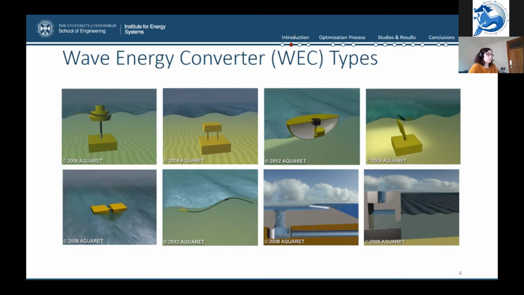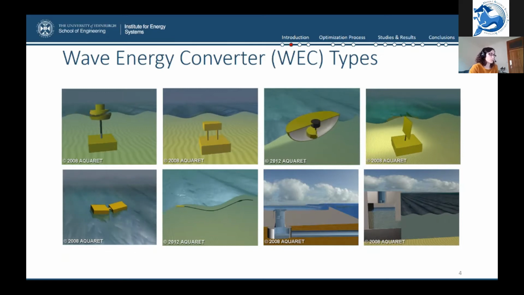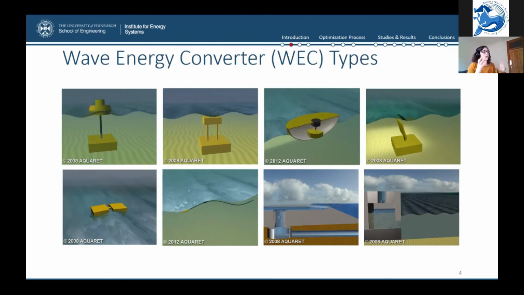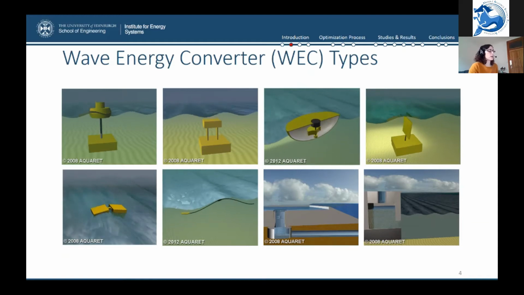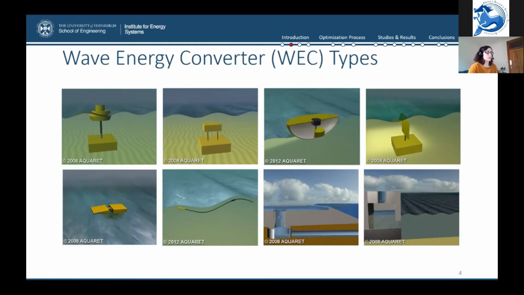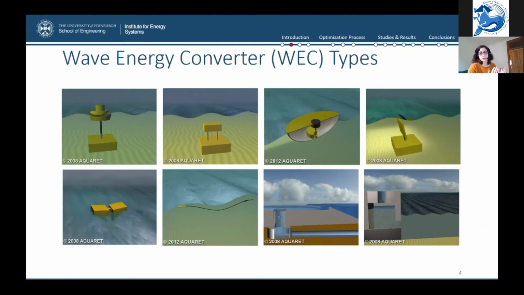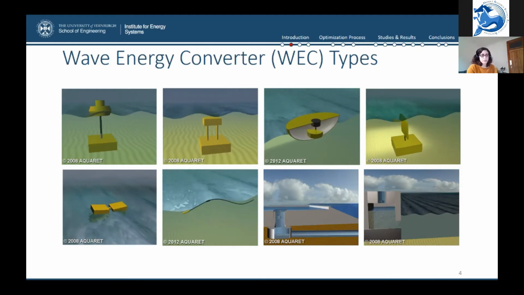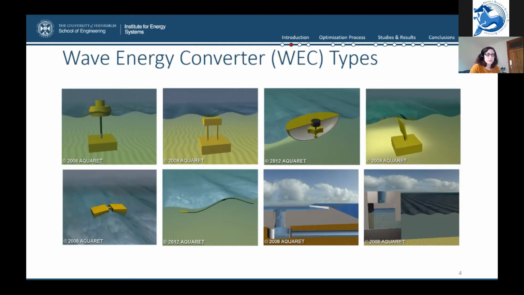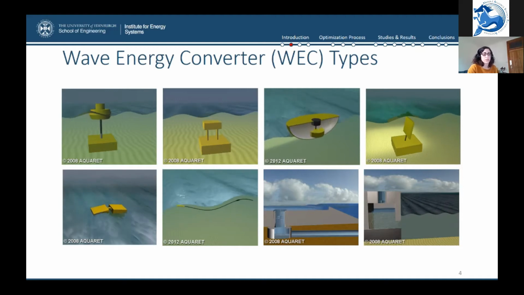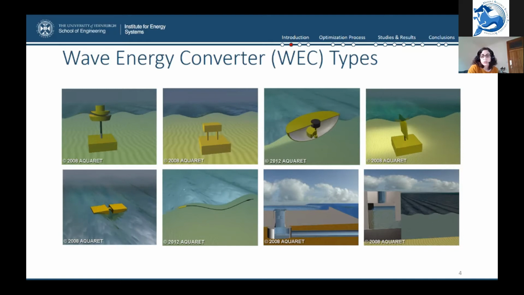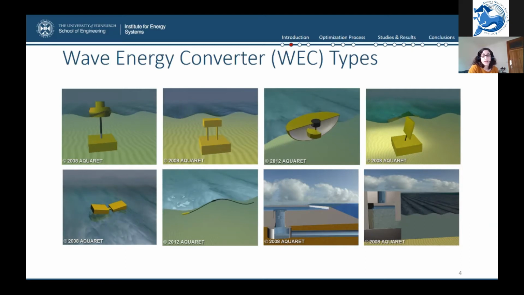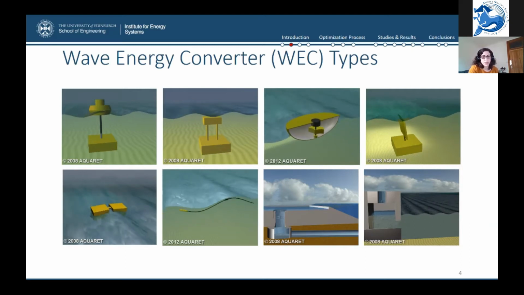In the bottom left, we can see that, in the top row, we have single body devices where only one body is oscillating. In the bottom row, we have a two-body device where the two bodies are connected by a hinge. And within this hinge, we would have the power takeoff system. And then there's a range of other devices that operate based on very different principles. For example, at the bottom right, you can see what is called an oscillating water column, where we have a two-directional turbine through which air flows as the waves compress and decompress the air.